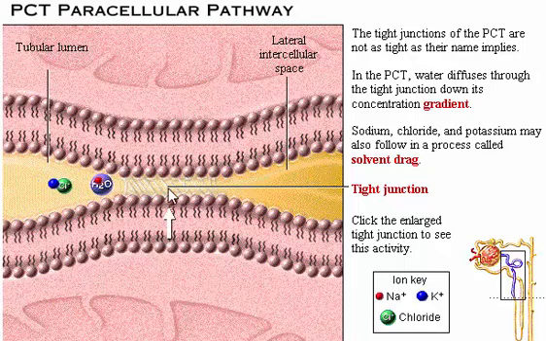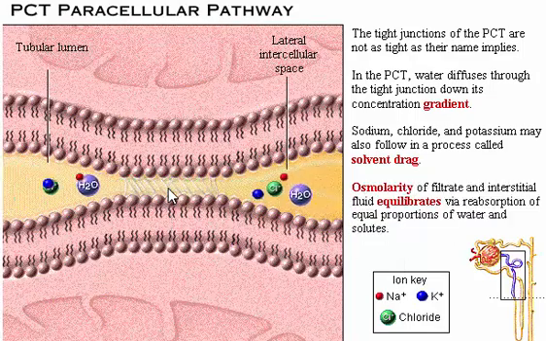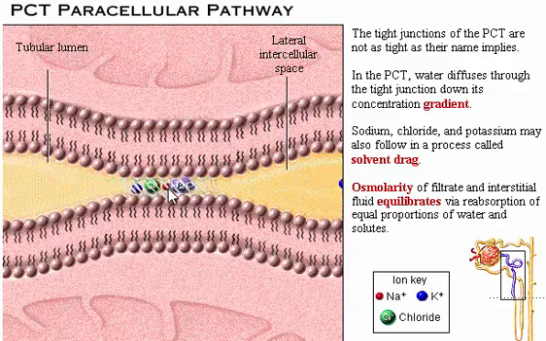Notice that the flow of water into the lateral intercellular space reduces the osmolarity of the interstitial fluid so that it equilibrates with the osmolarity of the filtrate. Click the tight junction to see this again.